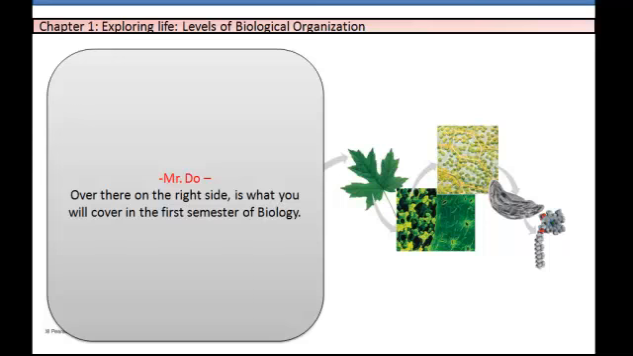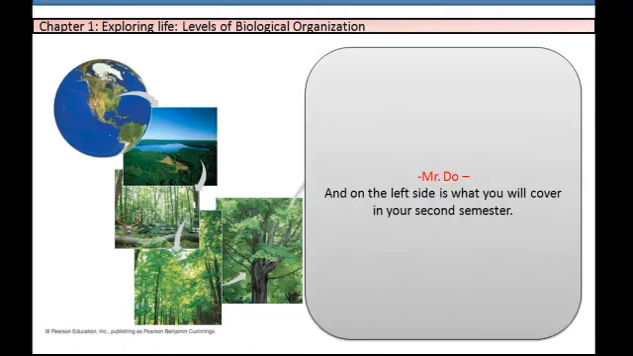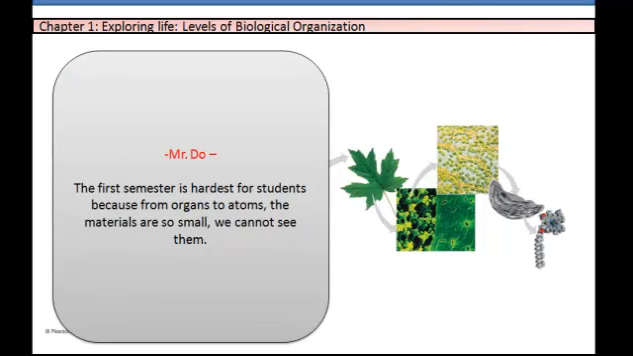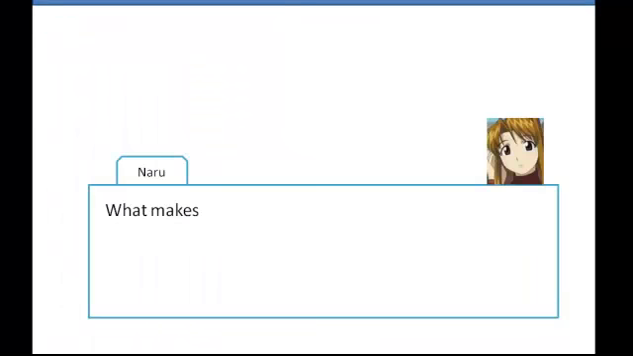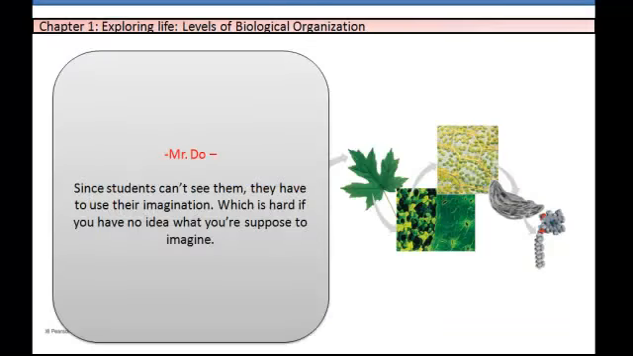Over there on the right is what we will cover in the first semester of biology. And on the left side is what we will cover in your second semester. The first semester is hardest for students because from organs to atoms, the materials are so small we cannot see them. Since students can't see them, they have to use their imagination, which is hard if you have no idea what you're supposed to imagine.